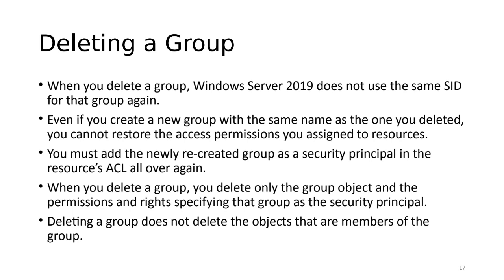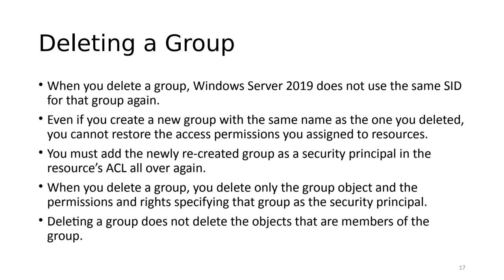Also they will tell you here, even if you create a new group with the same name, you cannot restore the access permissions you assigned to the resource. You must add the newly recreated group as a security principal in the resource ACL all over again. When you delete a group, you delete only the group object and the permissions and rights specifying that group as the security principal. Deleting a group does not delete the objects that are members of the group.